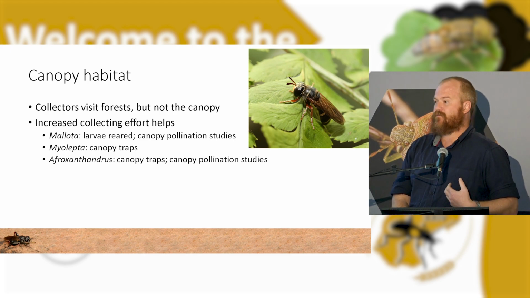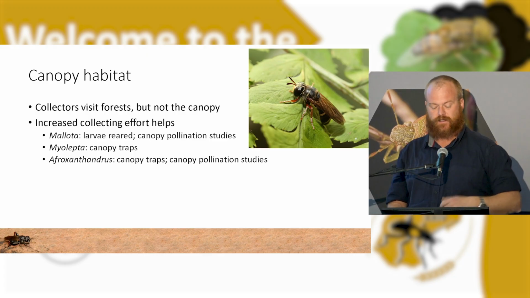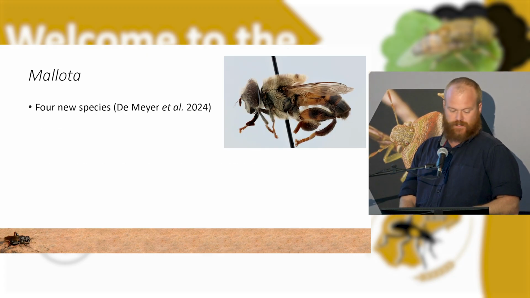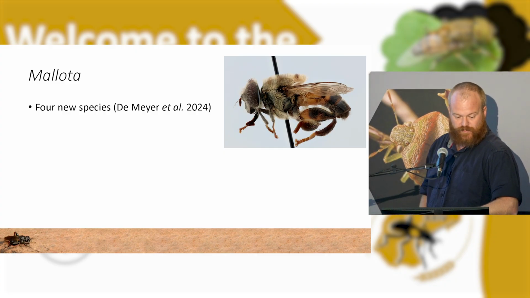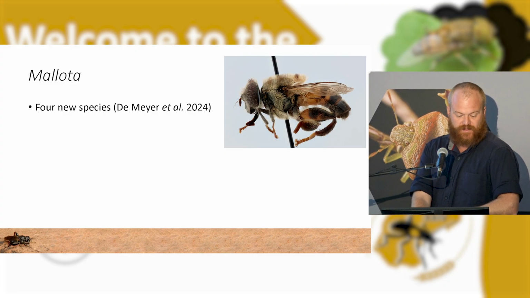And then we've had various places where we've placed traps in the canopy, and instead of trapping at ground level, by looking higher up, we start turning new species up that way. So let's look at these in a bit more detail. So Malota, we recently revised this genus, and we got 4 new species from the Afrotropics.